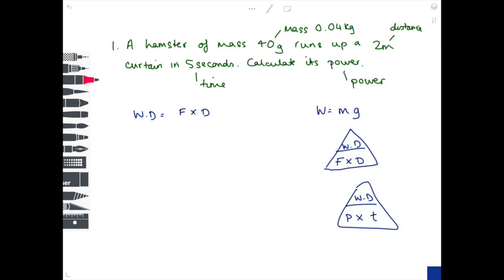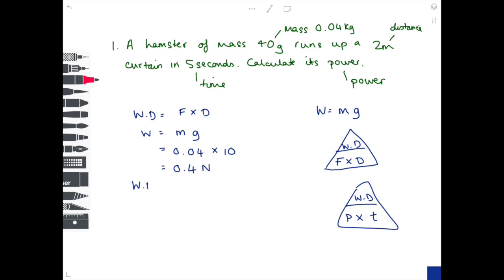So if we work out weight, then we can work out the force. So we need this equation first of all, which is weight is mass times gravity. I've already told you that the mass is 0.04. Gravity on Earth is approximately 10. So therefore the weight is 0.4 newtons.